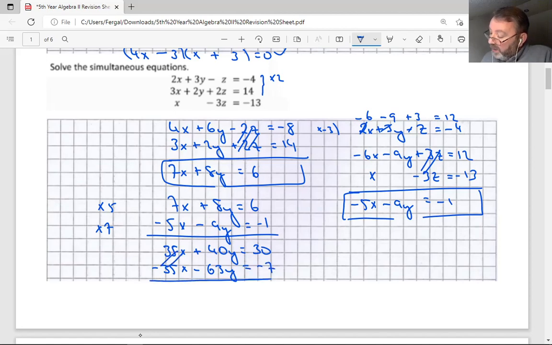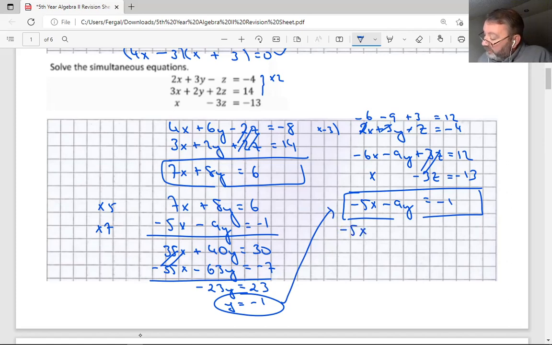So your x's are gone, and now you end up with minus 23y is equal to 23. So y is minus 1. So there's y. And then making your way back, let's go to this equation here and put in minus 1 for y. Minus 5x minus 9 times minus 1 equals minus 1. That gives me minus 5x plus 9, which is equal to minus 10. So therefore x is equal to 2.